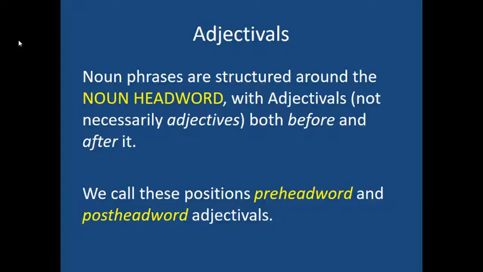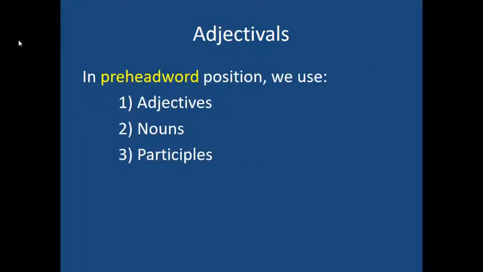So adjectivals, not necessarily always adjectives, can be both before and also after this simple noun head word. So we call these both the pre-head word position as well as the post-head word position. Let's break down our pre-head word adjectivals and our post-head word adjectivals. In front of the noun, or what we would call the pre-head word position, would be these 3 gems. This is where we have adjectives, this is where we have nouns, and this is where we have participles.